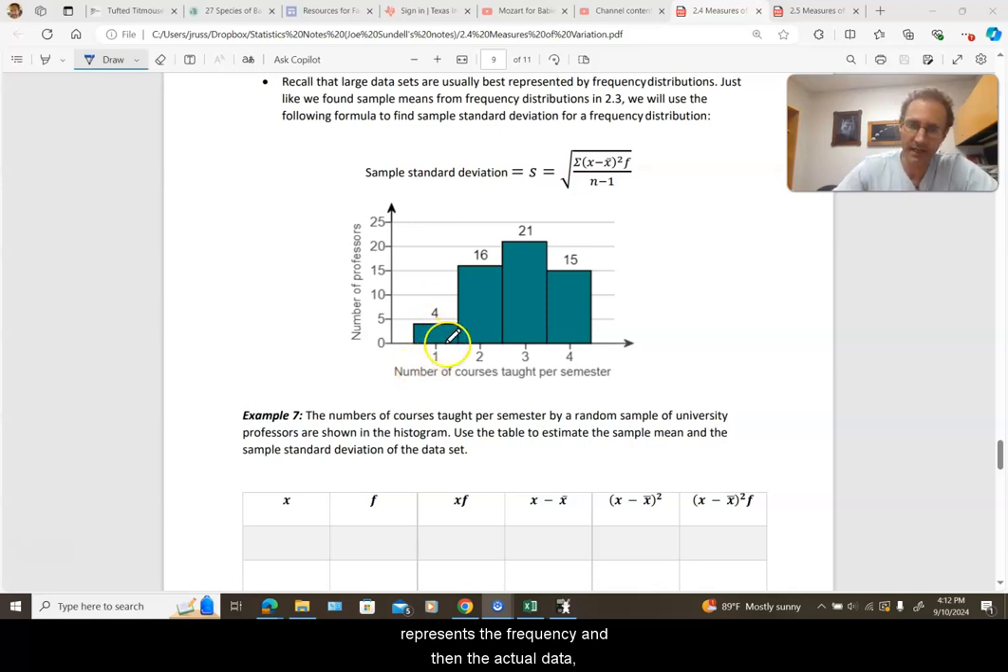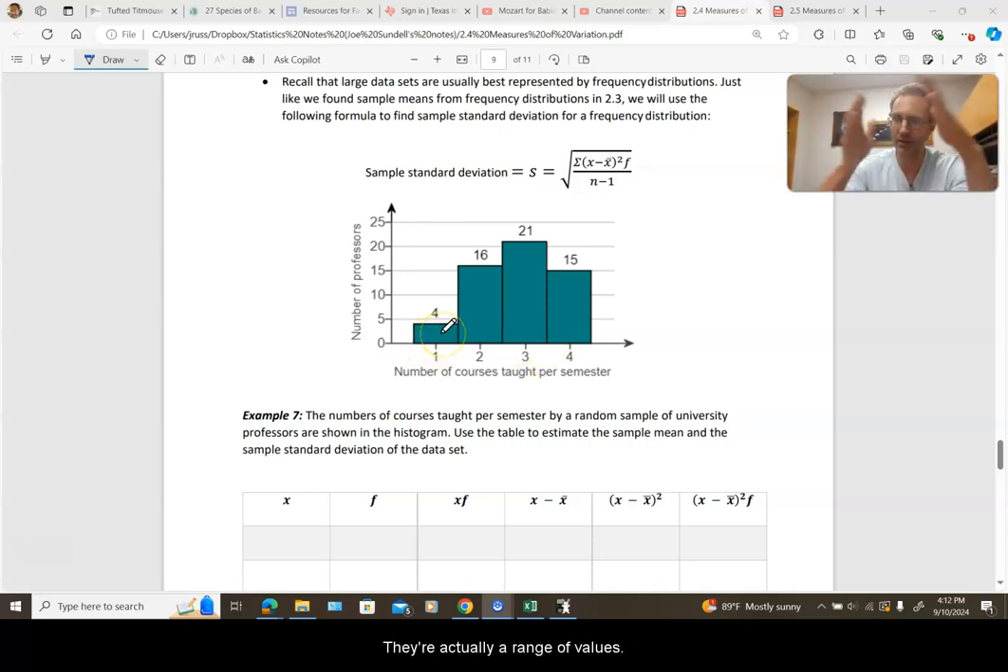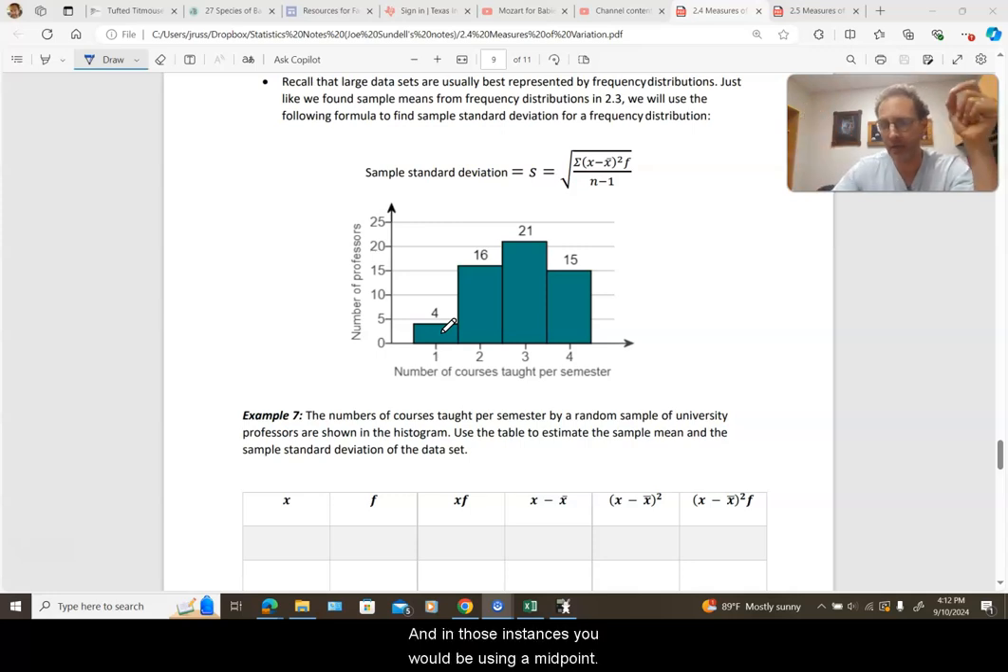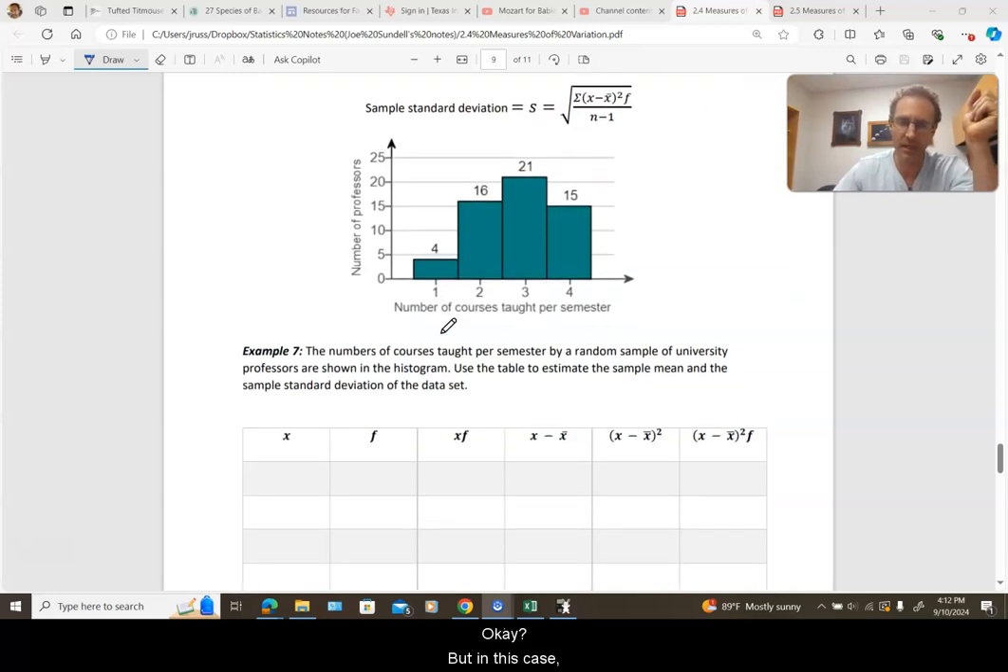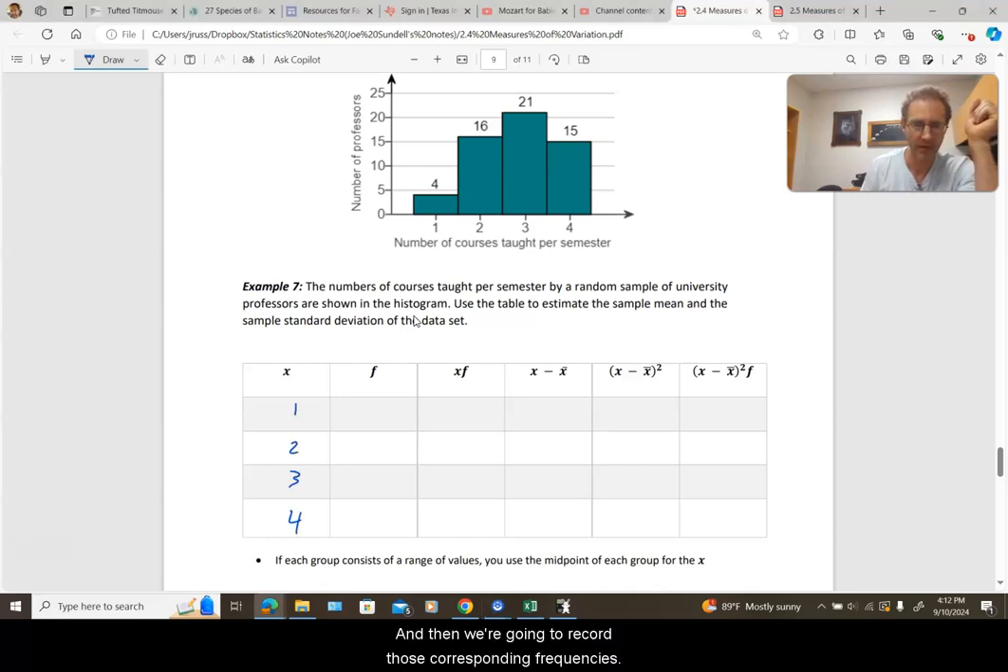And then the actual data, your x values, are going to be 1, 2, 3, or 4. Now I want to point out that a lot of histograms, guys, the classes don't consist of just one number. They're actually a range of values. And in those instances, you would be using the midpoint. Okay, but in this case, each class is just one number. All right, so my x values are going to be 1, 2, 3, and 4. And then we're going to record those corresponding frequencies.